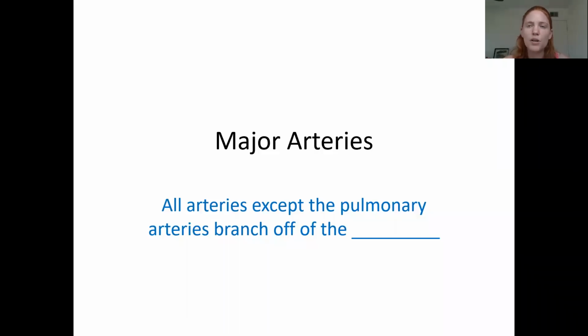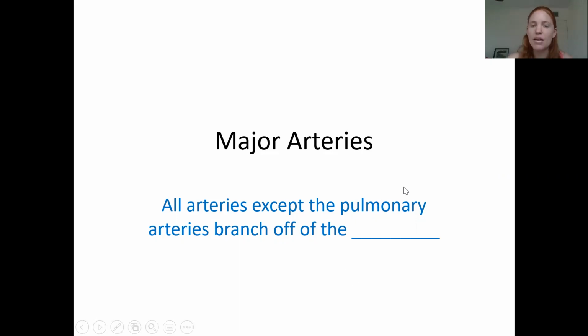Okay, guys, so here we are on the second piece of the blood vessel and blood lecture. We are now going on to the major arteries, and we're going to be trying to follow the blood flow as it comes out of the heart. So just to get us started, all of the arteries, except for the pulmonary arteries, which will go to the lungs, all of them are going to branch off of one major artery.